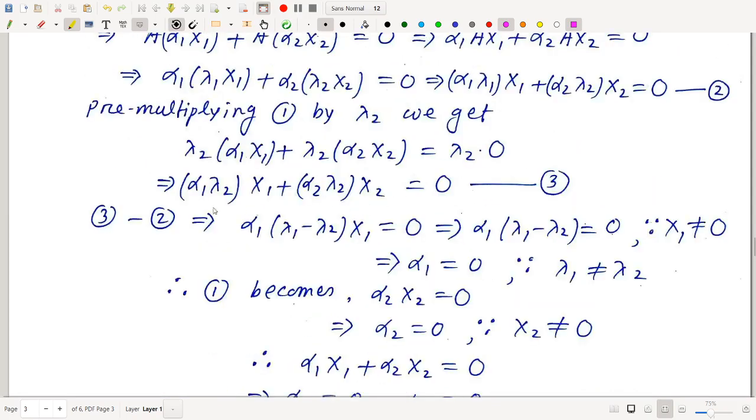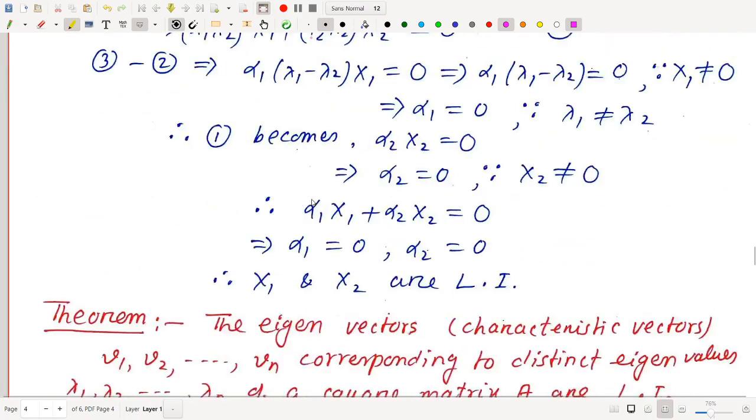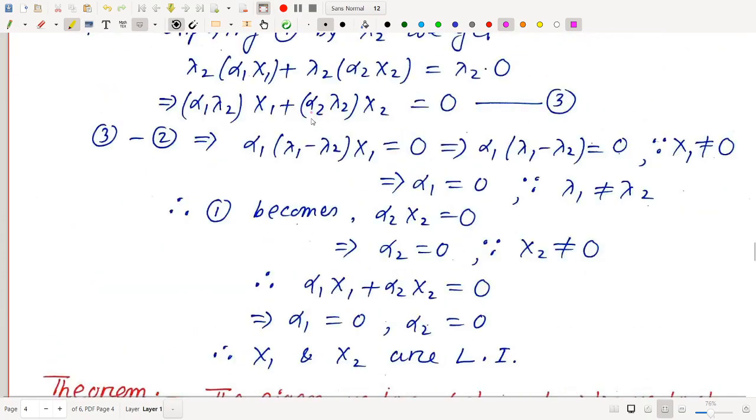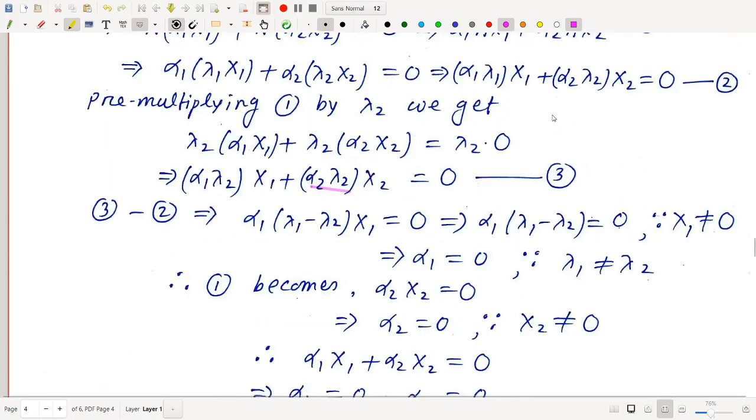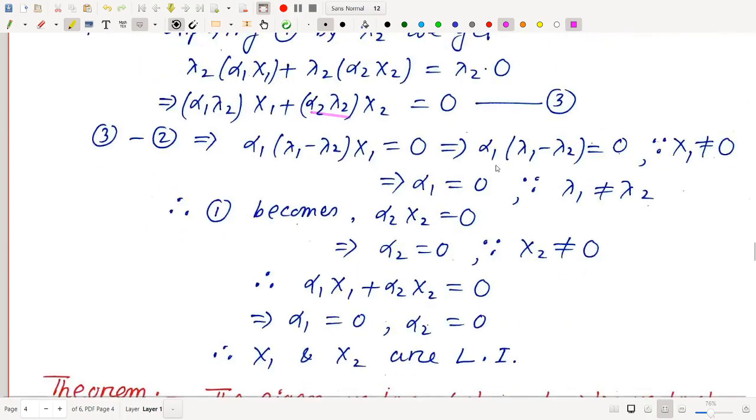So now if we subtract 2 from 3, 3 minus 2, this alpha 2 lambda 2 term and this alpha 2 lambda 2 term will be cancelled. So what you get, alpha 1 lambda 2 X1 minus alpha 1 lambda 1 X1, meaning alpha 1 into lambda 1 minus lambda 2 X1 equal to 0 vector, implies alpha 1 into lambda 1 minus lambda 2 is equal to 0. This is the 0 scalar because capital X1 is a non-zero vector. So if the product of a scalar and a vector is the 0 vector, then either the scalar is 0 or the vector is 0.